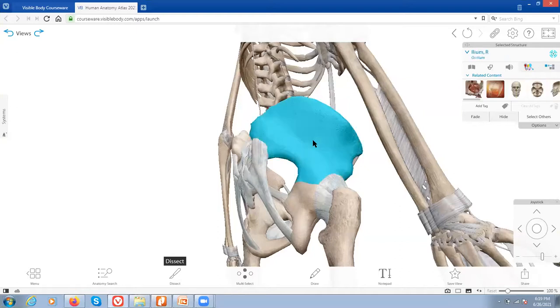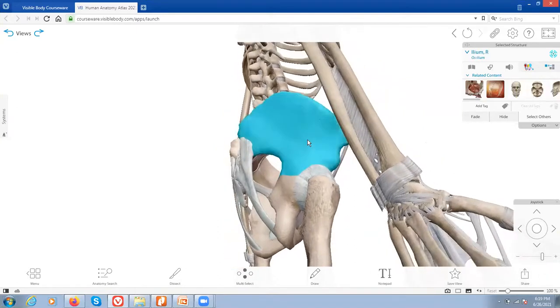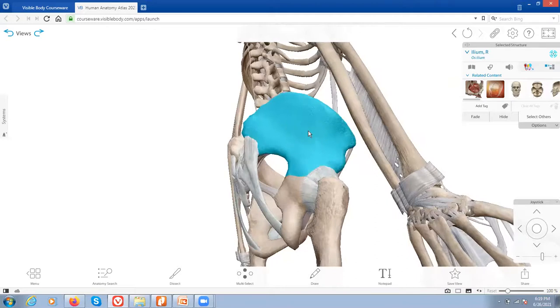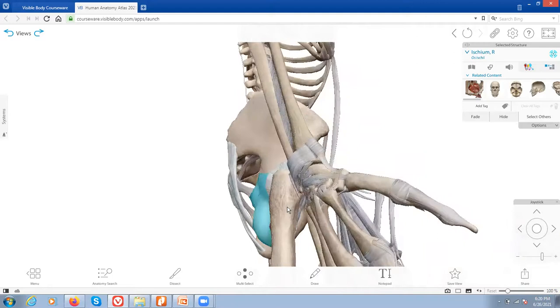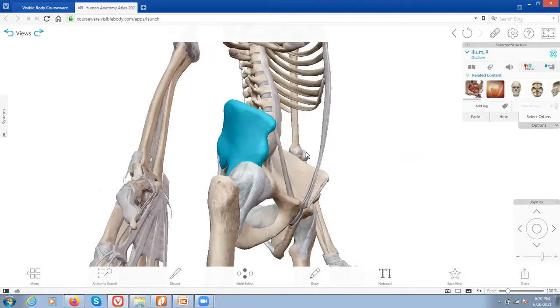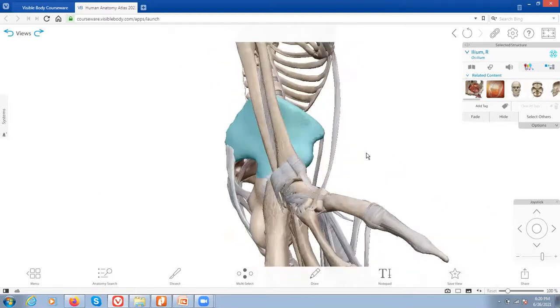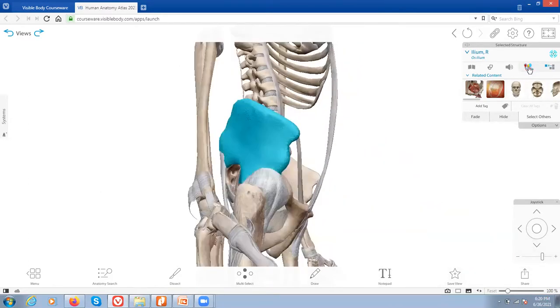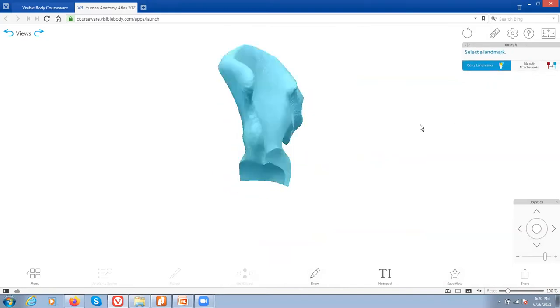So when trying to isolate the os coxa, it's going to isolate it as either the ilium, the ischium, or the pubis. We can zoom in on those individually, but this is just a quick overview of how they're all connected to each other. So let's take a look at that ilium.